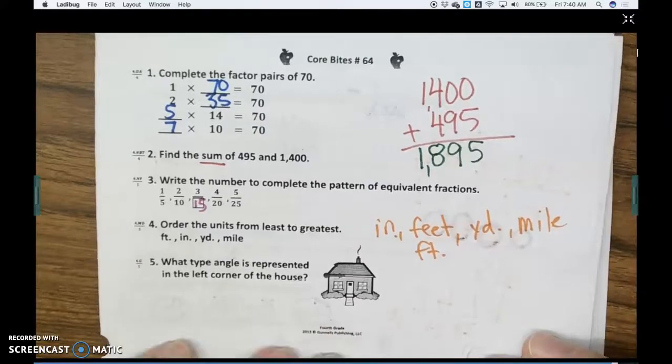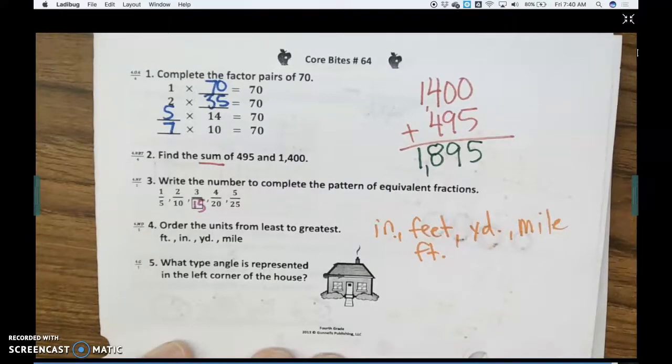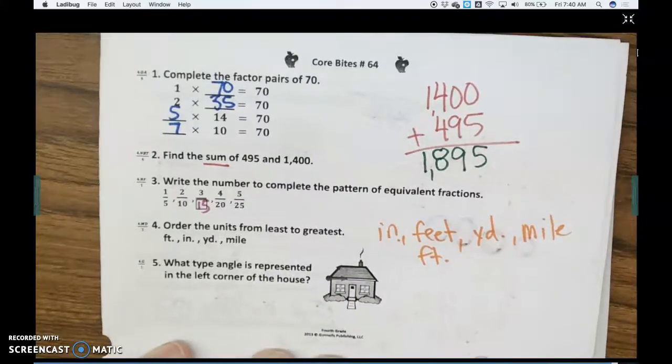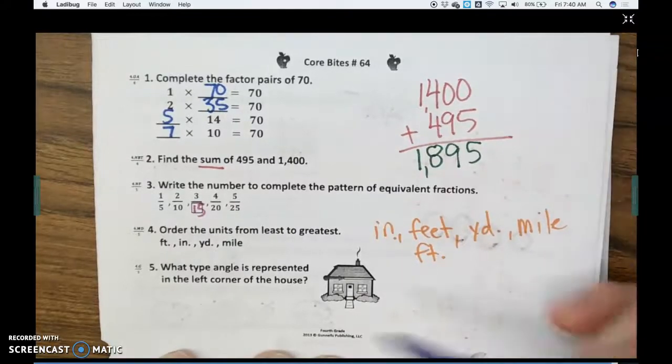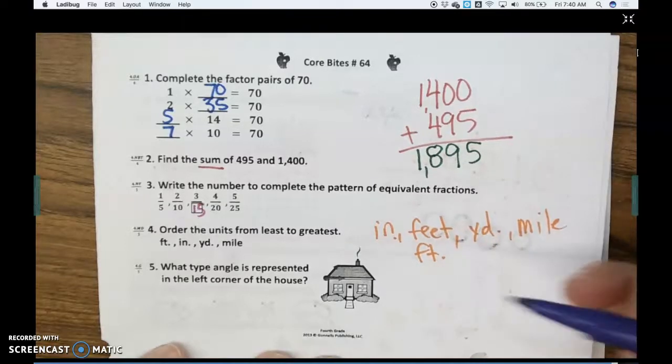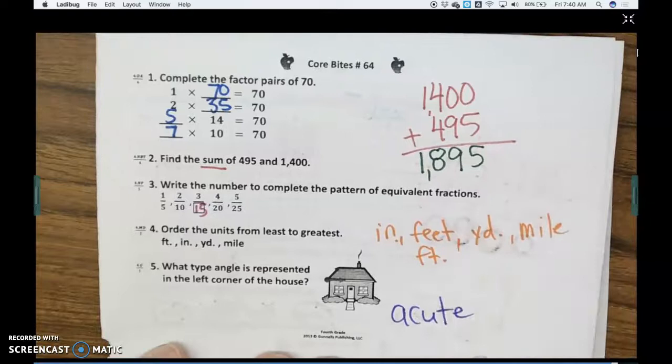Okay? And then the last one, what type of angle is represented in the left corner of the house? So here, if you look really closely, you can see an angle right there. And so because it is smaller than a right angle, and it's less than a line, which would be a full 180, so this would be, because it's less than 90, it would be an acute angle, and we say, oh, it's so cute, right?